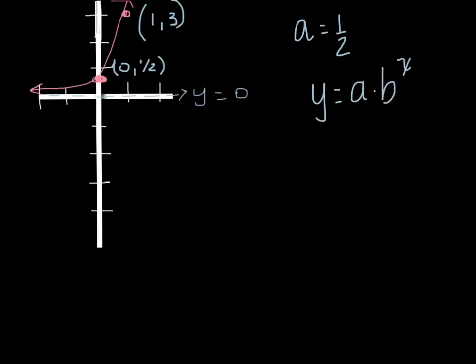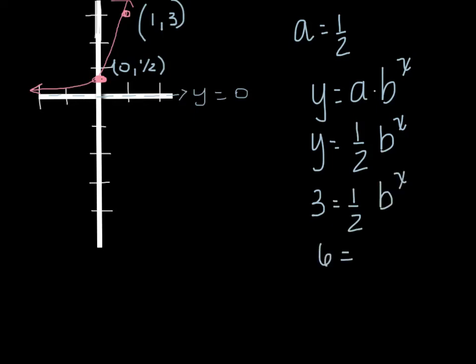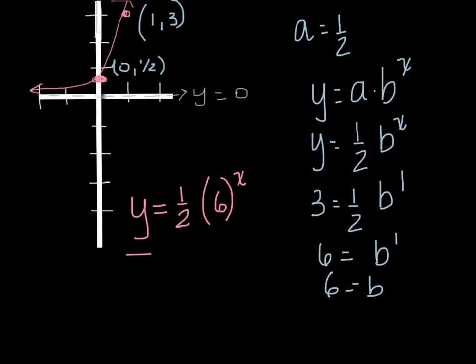If I plug in y equals a times b to the x, now I take my other point, y equals a times b to the x, multiply both sides by 2. Excuse me, that x is 1, isn't it? I get b to the 1 is 6, so b equals 6. I now must write the equation, so y equals a times b to the x.